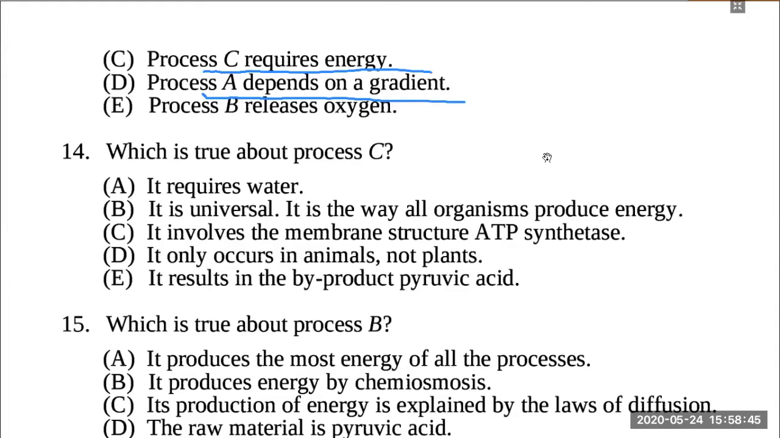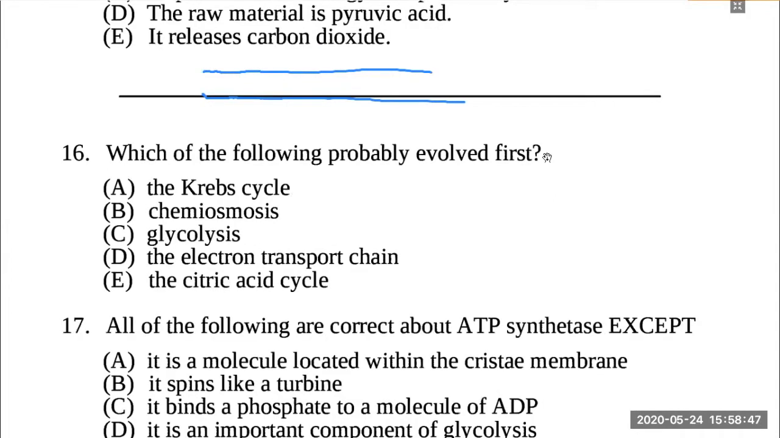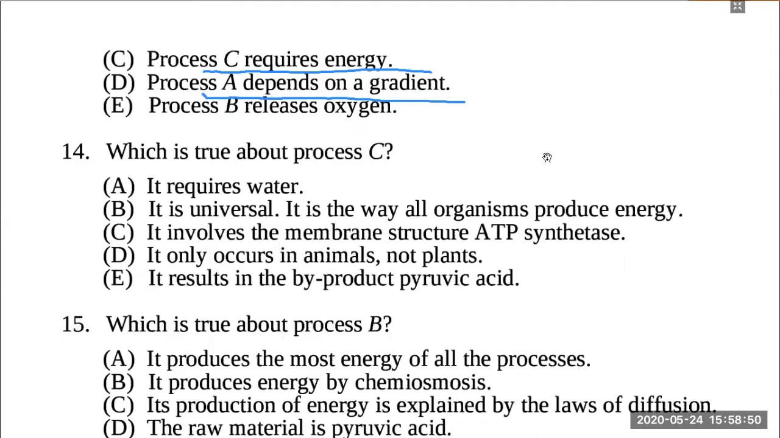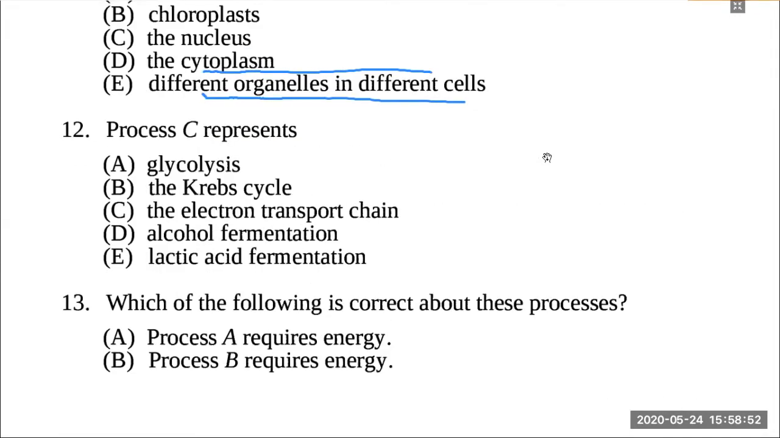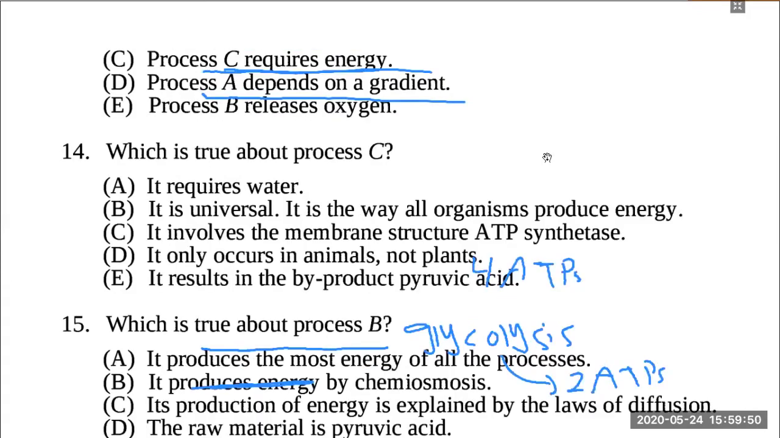So guys, we know that process A, the first process, is glycolysis. It requires energy. The process of glycolysis requires energy, and as a result, 2 ATPs will be produced.